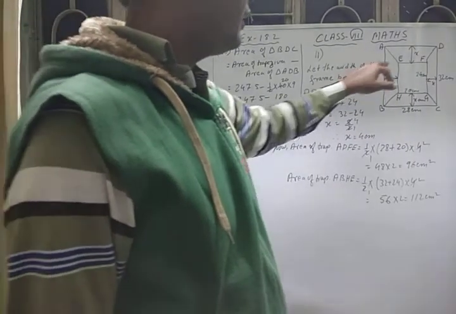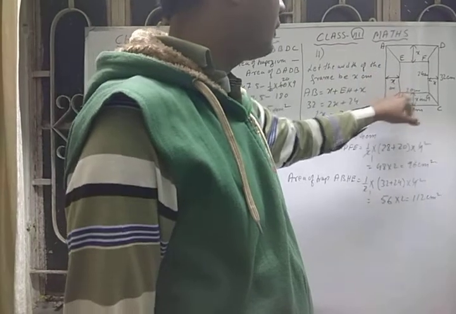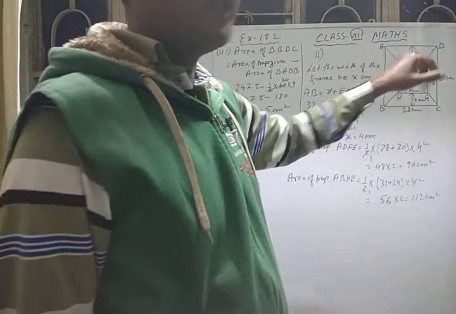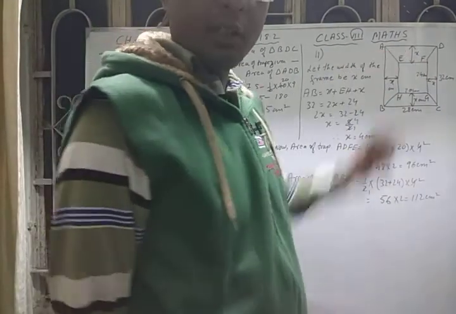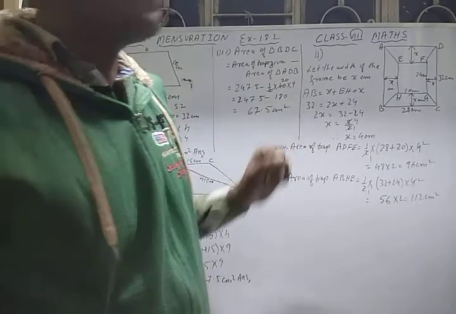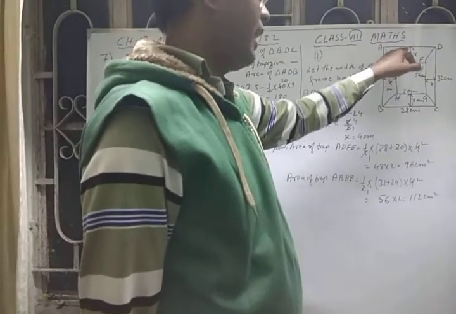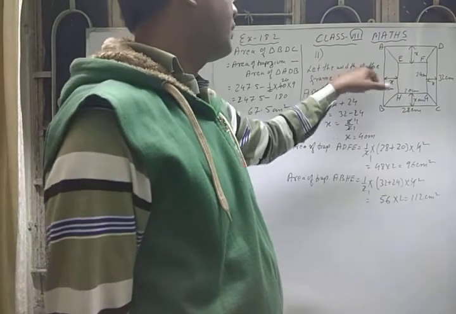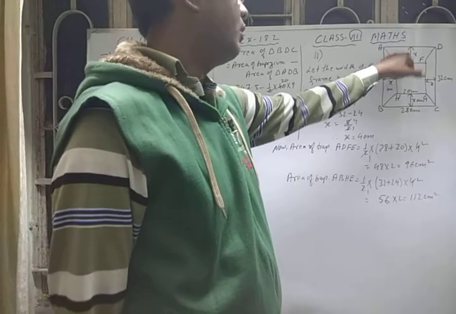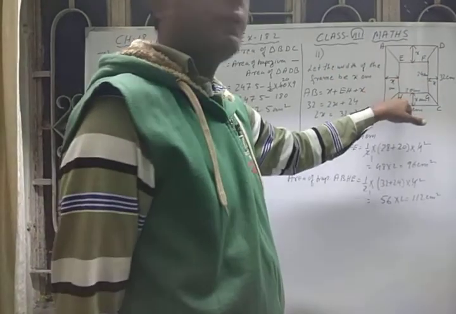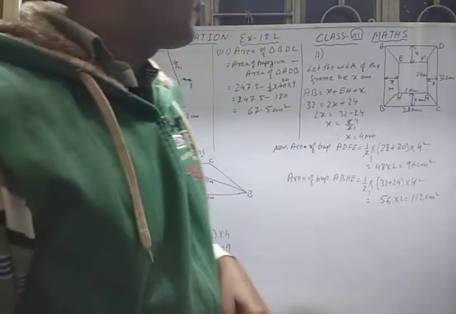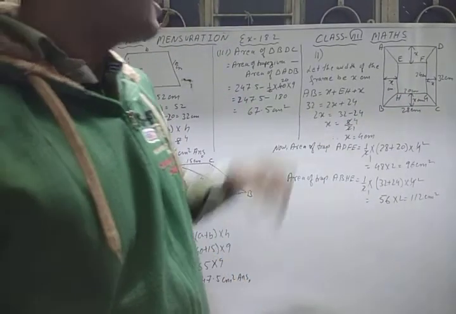And it is also said that the width of the frame all around is the same, and the width is not given. That you have to find first. So I have taken the width, let the width of the frame be x centimeter. So all four sides' width is x centimeter. Now how will you find this x centimeter?